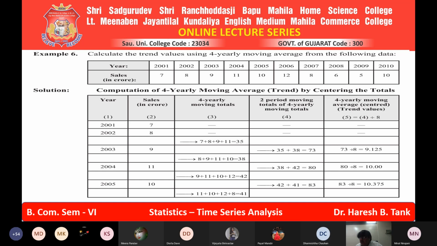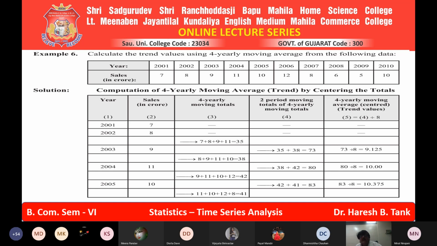What should be the element against 2007 now? We are running out of time, just try to make it a little hurry. It is 67. What should be the entity against 2008? It is 60. So all the values are 73, 80, 83, 77, 67 and 60, with 2 dashes at the upper end and 2 dashes at the lower end.